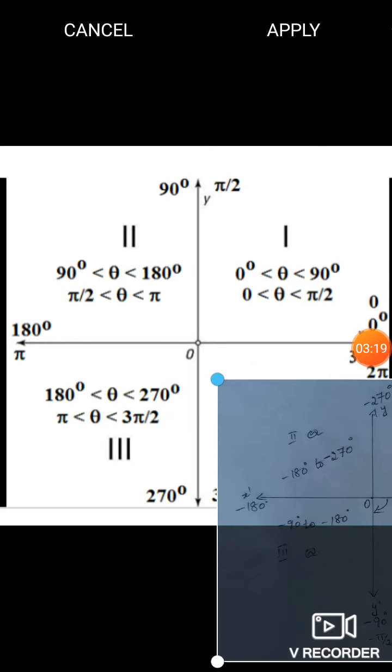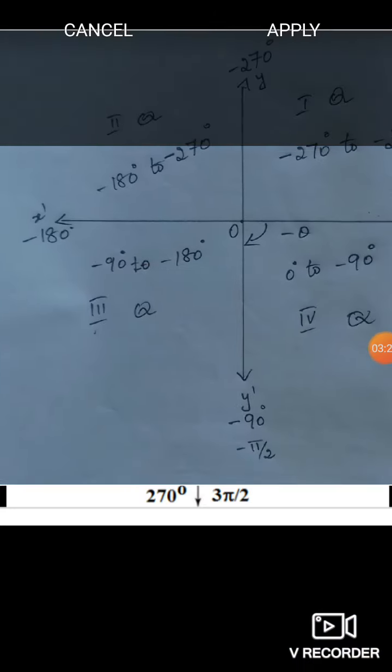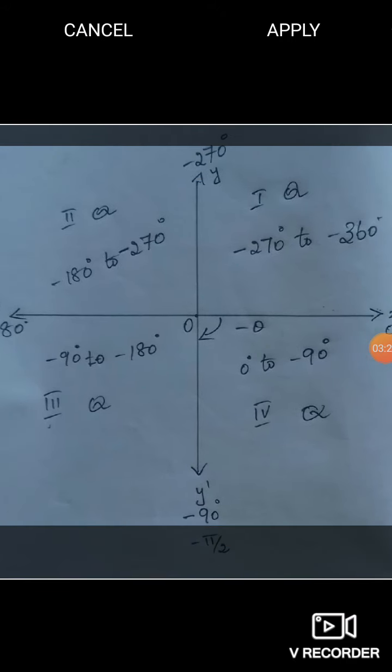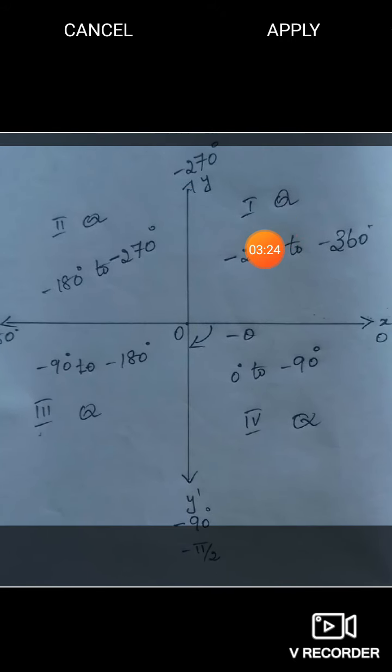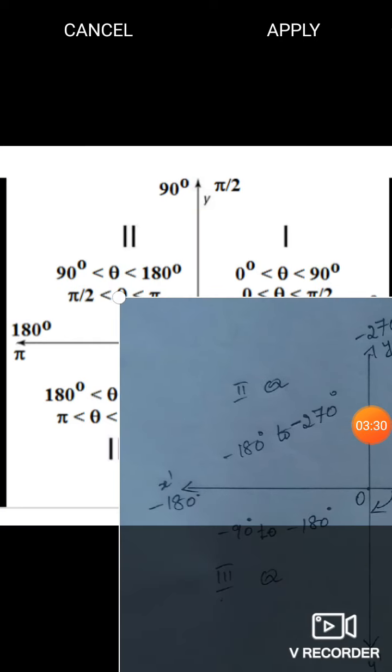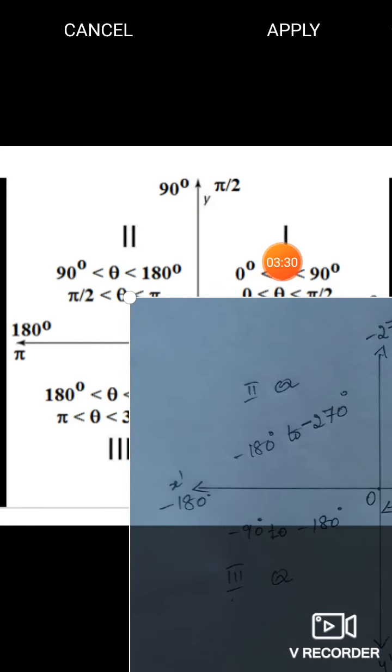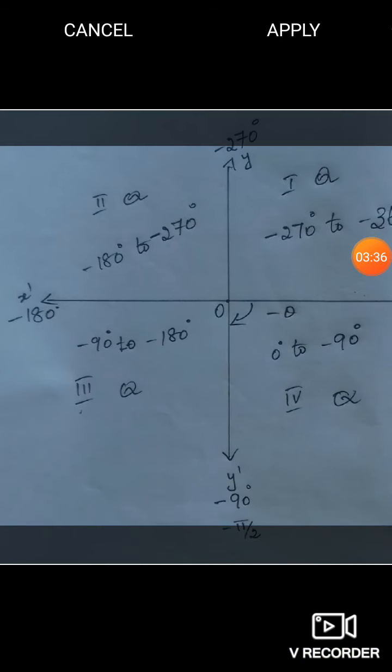Next, if the angle rotates in the clockwise direction, similarly name it as first quadrant, second quadrant, third quadrant and fourth quadrant. So far we saw when the angle rotates in the anti-clockwise direction. Now let us see if the angle rotates in the clockwise direction. When the angle rotates in the clockwise direction, we say that the angle is negative.